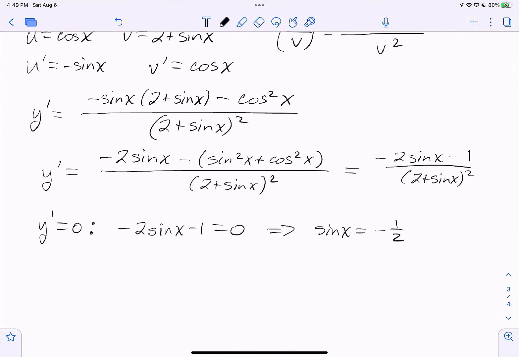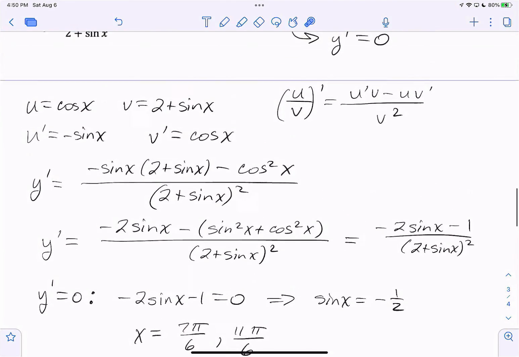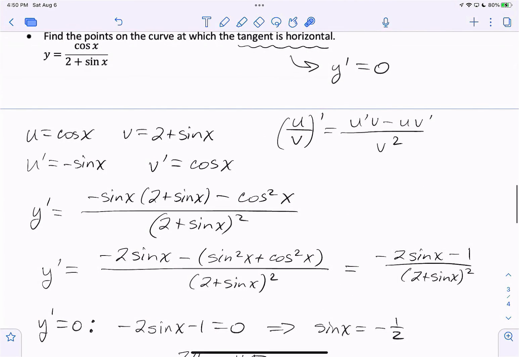Let's choose to go on the interval from 0 to 2 pi and not all possible solutions. x is then going to equal 7 pi over 6 or 11 pi over 6. Those are the x coordinates associated with this curve for which the tangent line is horizontal. Now, we weren't asked for the x coordinates, we were asked for the points on the curve. So now we have to use the fact that y is equal to the cosine of x over 2 plus the sine of x.